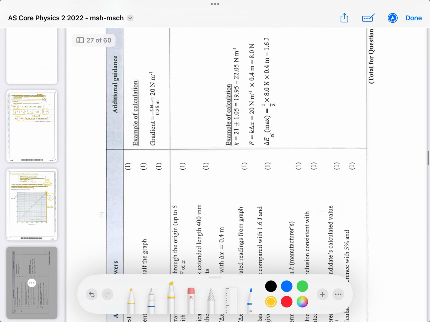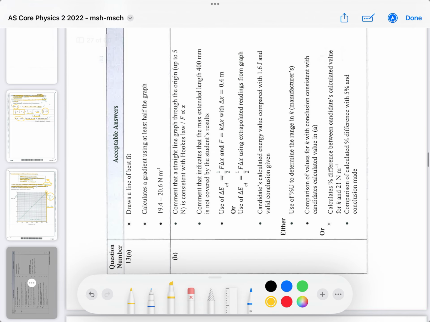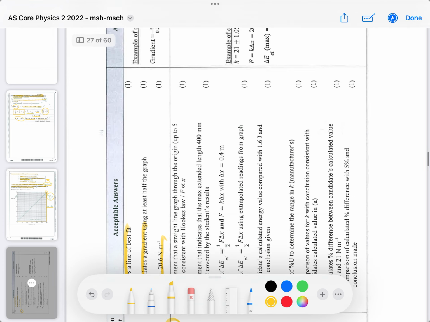Okay, so here is the mark scheme. Drawing a line of best fit, which we've done, calculate the gradient, which we can do, getting the answer in that range, which we can do. And then part B goes into more detail, which you can look at. Here's what they're looking for in grading it. And I think that's 6 marks.